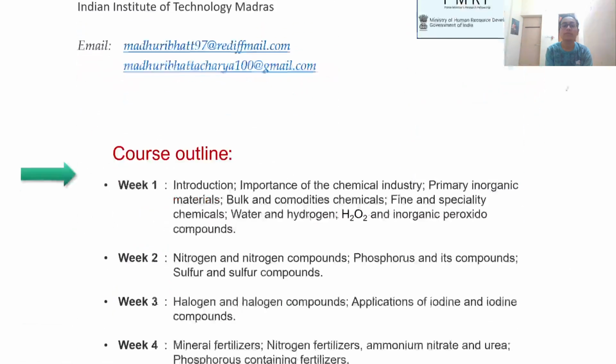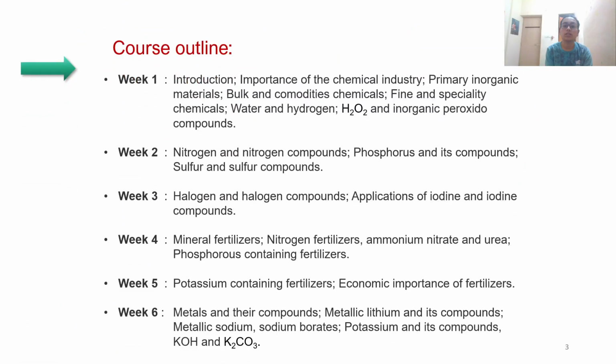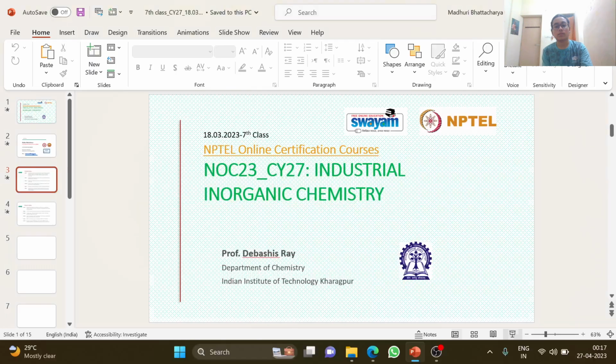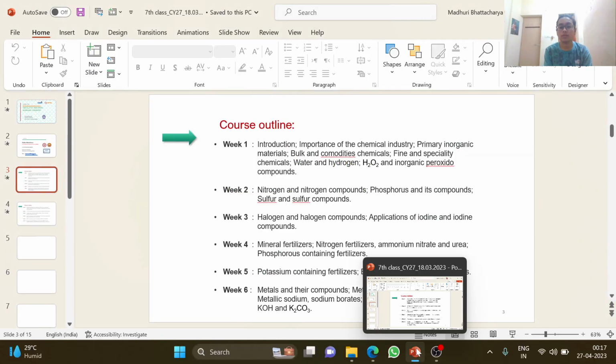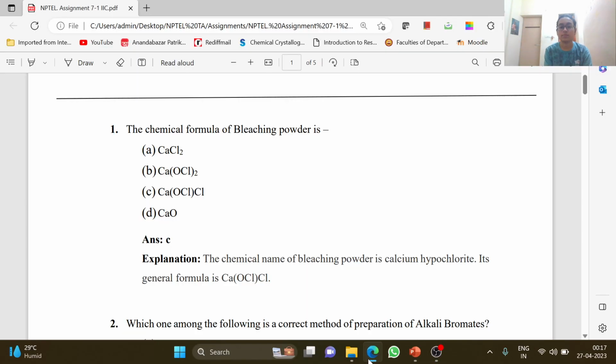So far we have discussed some materials like nitrogen, phosphorus, halogen materials and some fertilizers. So today we will discuss some more materials. So the first question is about bleaching powder.